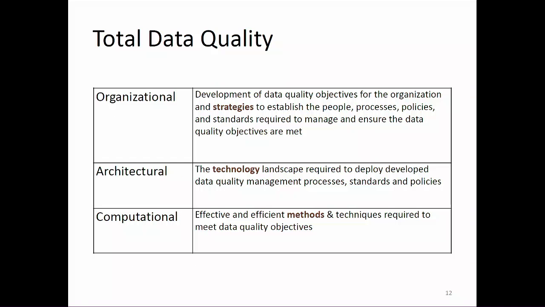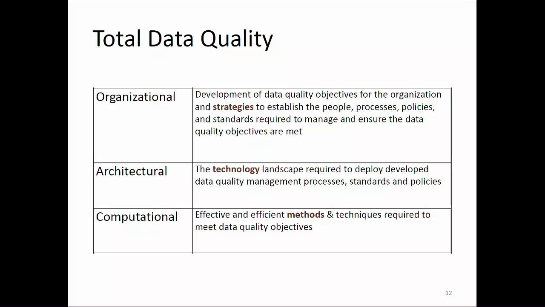So how can we make sure that there's a proper infrastructure for data quality? That's called total data quality. It has 3 different dimensions to it. One is organizational. There should be policies and procedures set up at the organizational level that should come from the top down. At the top, management should define what our policies and procedures are and how important data quality is to us.